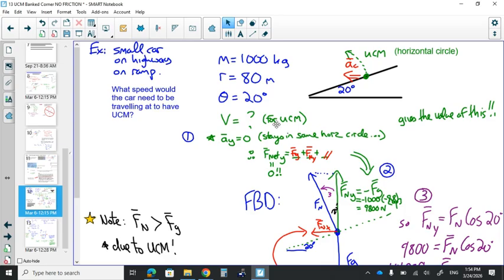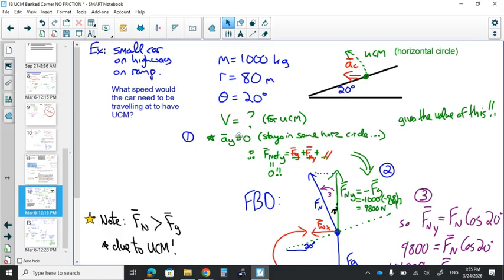Anyways, here's an example. You're given the mass of the car. You know in advance you don't even need that. Radius is 80 meters. That's the roadway, right? The way the question's worded when you read it, and it's banked at an angle of 20 degrees. The question is just what velocity is needed for uniform circular motion, so that you don't need friction to stay on at that portion of the ramp, right?